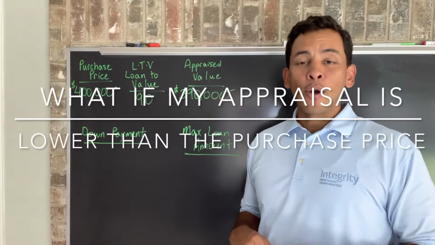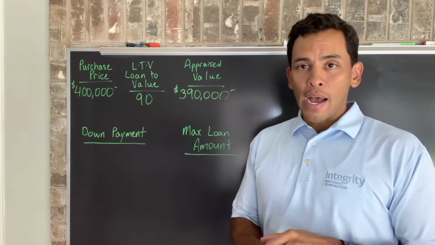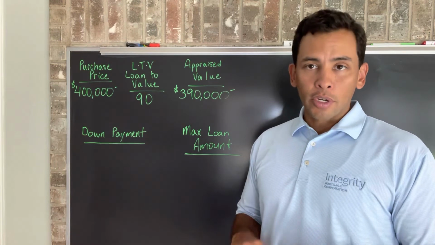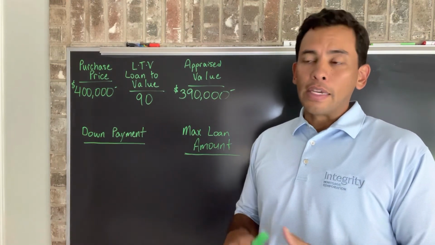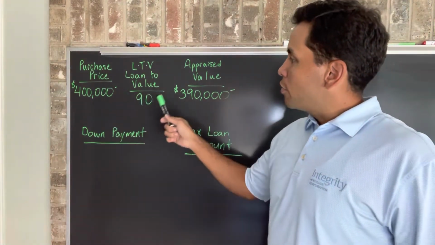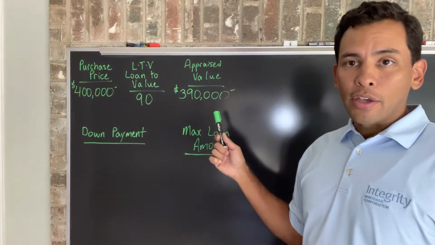Hey everybody, I wanted to go over a scenario with you here that is often confusing for buyers when it comes to the appraisal coming in lower than the purchase price of the home. So in this scenario, I'm assuming a few different things. I'm assuming a purchase price of $400,000, a loan to value of 90, and an appraised value of $390,000.